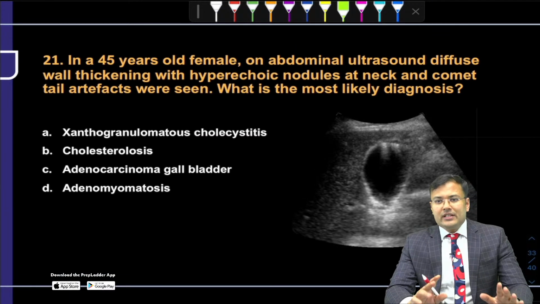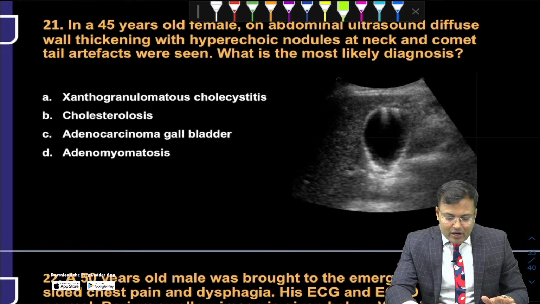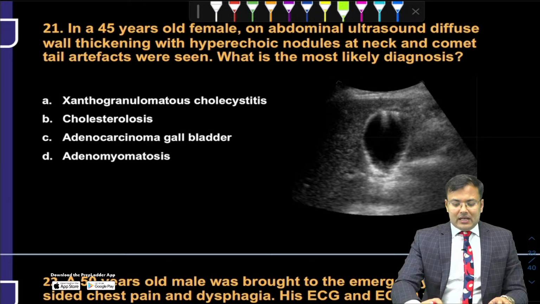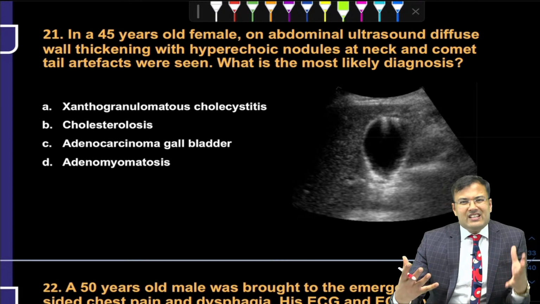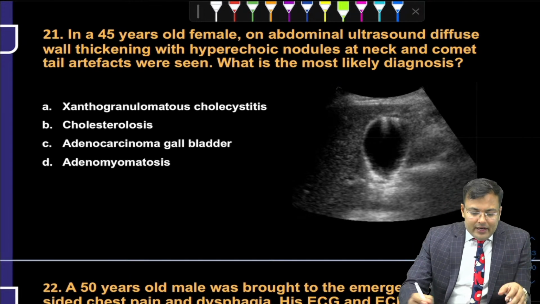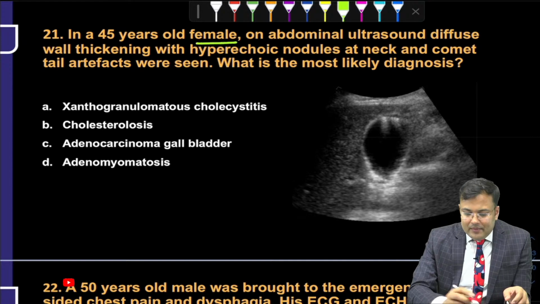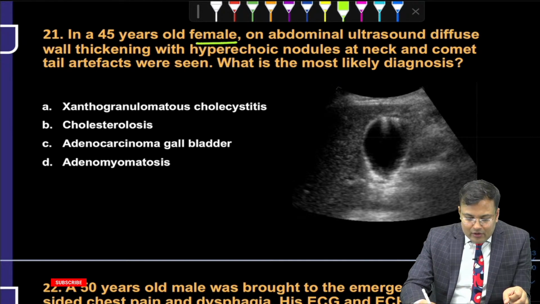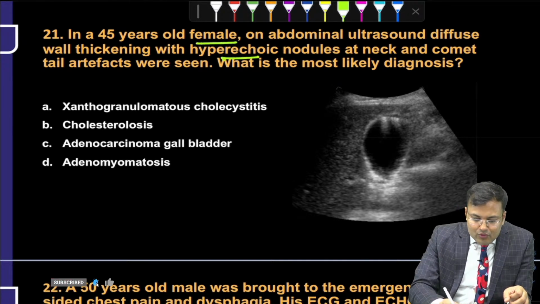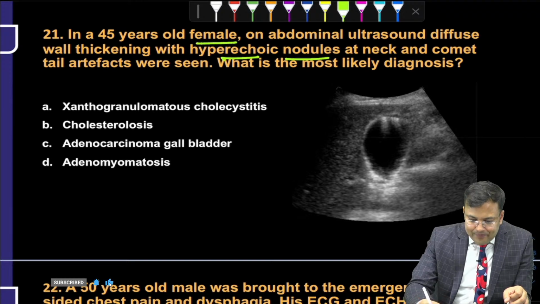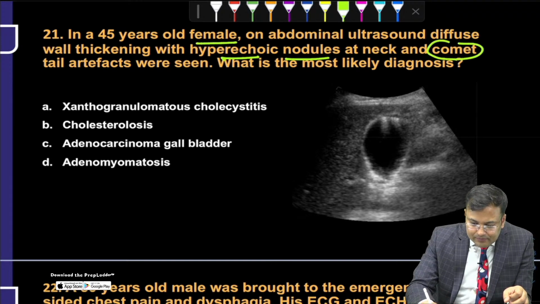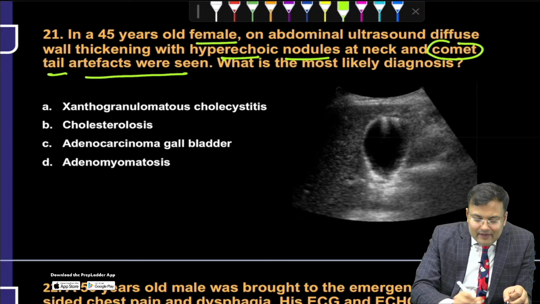Question number 21. This was asked many times, sometimes in radiology, sometimes in surgery, sometimes as an image based integrated question. In a 45 year old female, abdominal ultrasound shows diffuse wall thickening with a hyperechoic nodule at the neck, and what kind of artifact? Comet tail artifacts were seen.